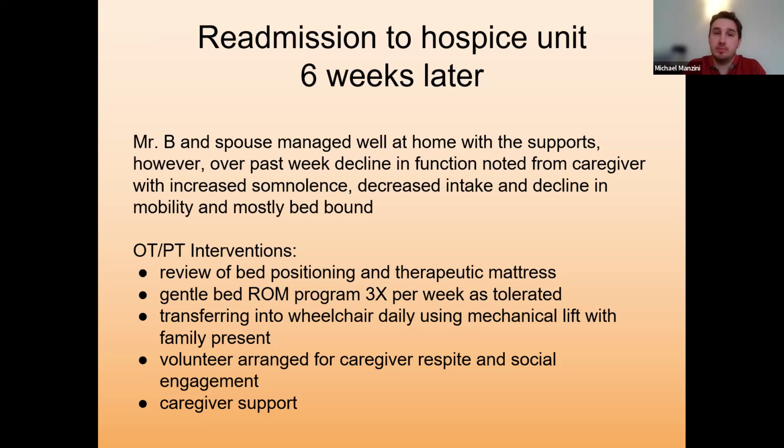Transferring into the wheelchair daily using a mechanical lift with family present, or when he felt up to doing that, we would help to support him to get up with his family. And a volunteer arranged for caregiver respite and social engagement to help also reduce some caregiver burnout. And again, the caregiver support is quite big in terms of managing the decline in function.